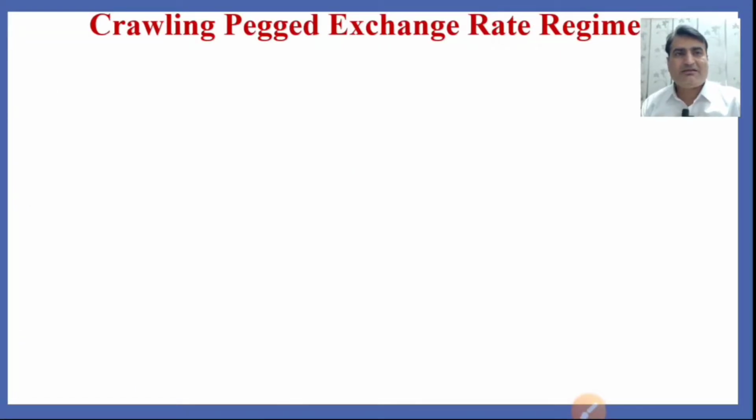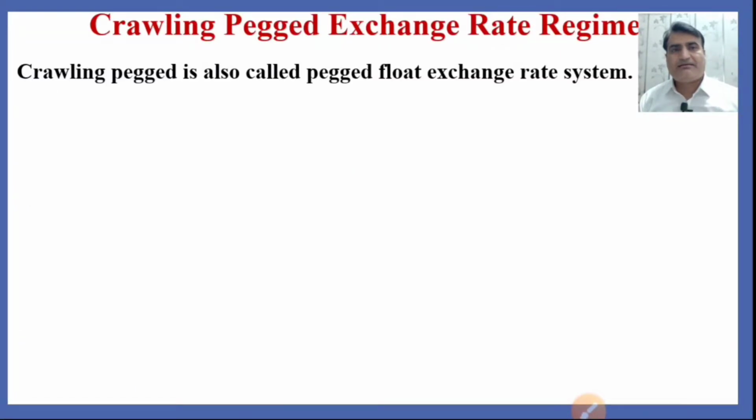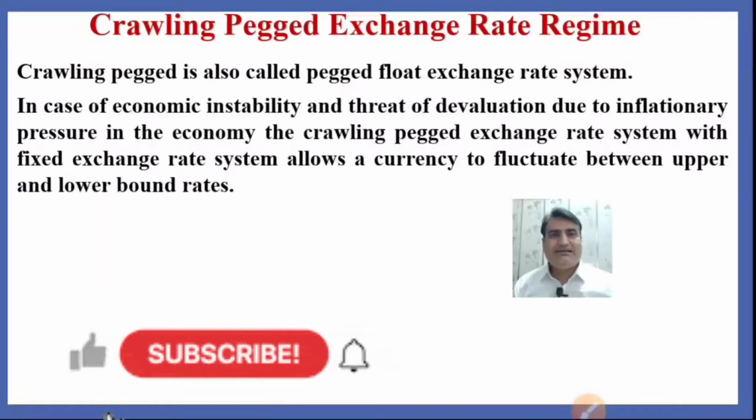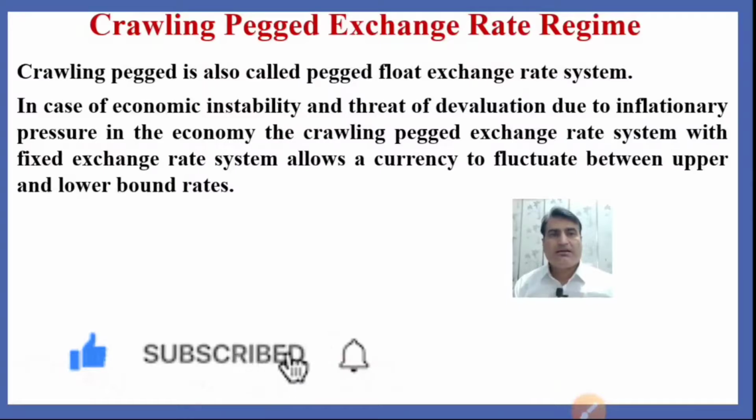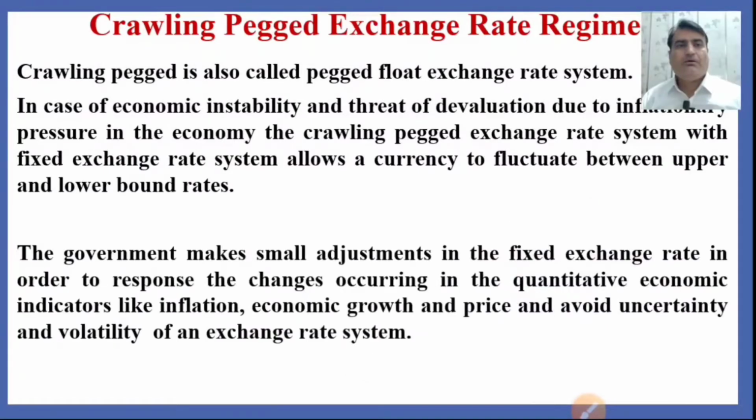What is crawling pegged exchange rate regime or system? Crawling pegged is also called the pegged float exchange rate system. In case of economic instability and threat of devaluation due to inflationary pressure in the economy, the crawling pegged exchange rate system with fixed exchange rate system allows the currency to fluctuate between upper and lower bound rates. The government makes small adjustments in the fixed exchange rate in order to respond to changes occurring in quantitative economic indicators like inflation, economic growth, and price, and avoid uncertainty and volatility of the exchange rate system.